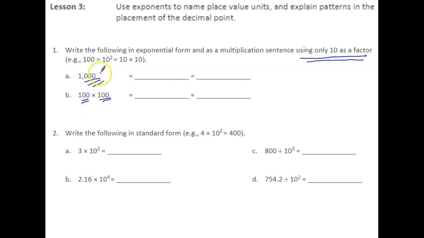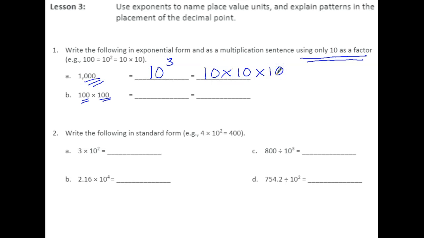We know that we have 3 zeros there, 2 zeros there, 2 zeros there. So for A, I have 1,000. I know that 1,000 is equal to 10 to what power? Hopefully you said 3, 10 to the third power. So therefore, I'm going to say 10 times 10 times 10.